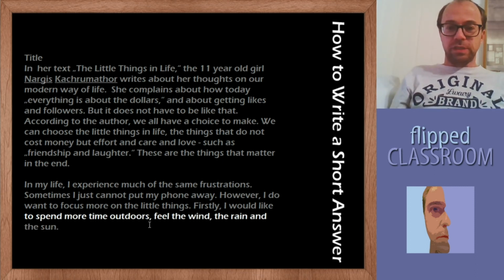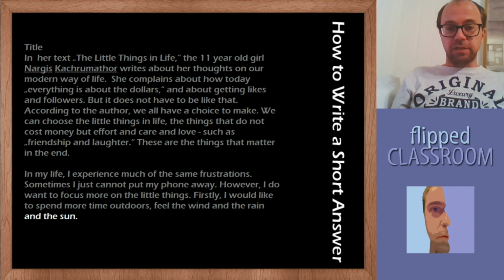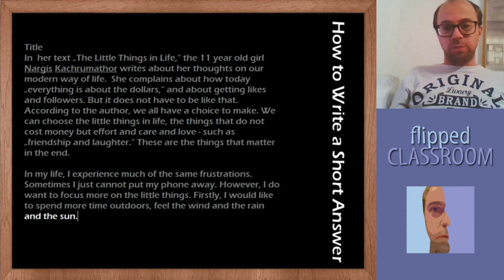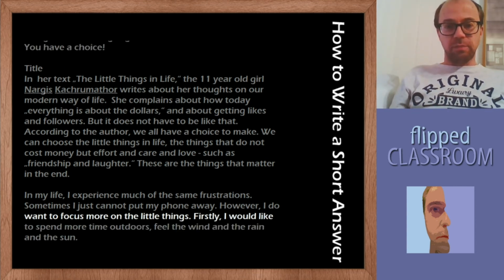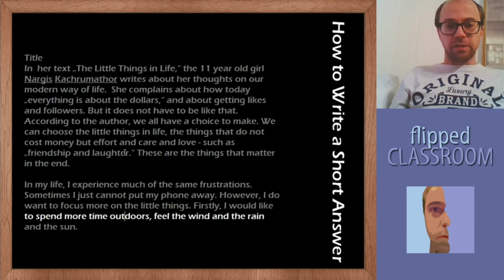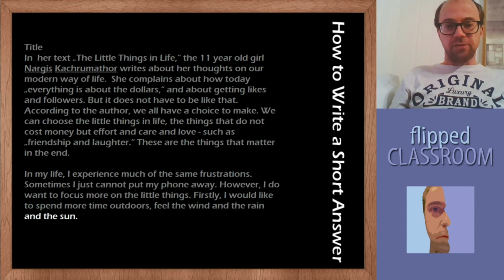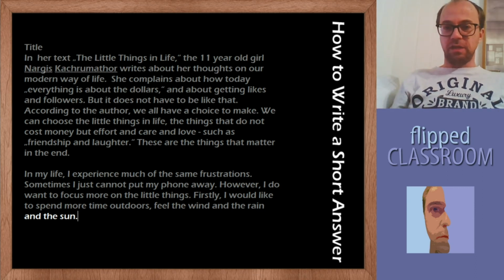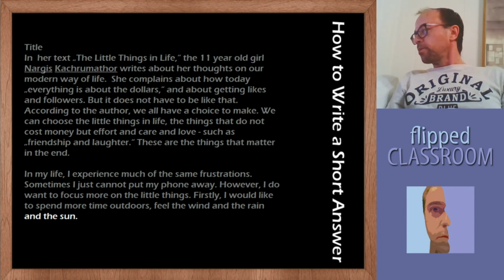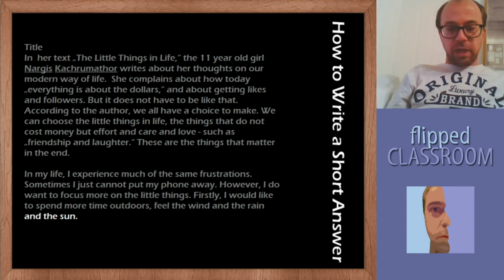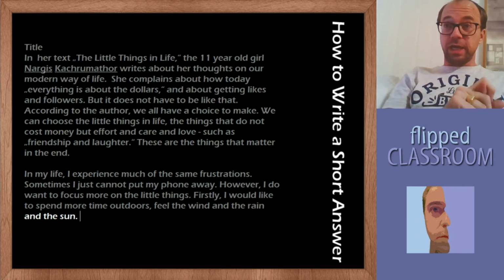Maybe I should use the same way of writing as I did before. Feel the wind and the rain and the sun. It could be kind of repetitive because I use that same stylistic thing here, but it could also be a way of connecting these two paragraphs. Firstly, I would like to spend more time outdoors, feel the wind and the rain and the sun. I don't know. I keep it like this for now. So this is one thing that I would like to spend more time on.